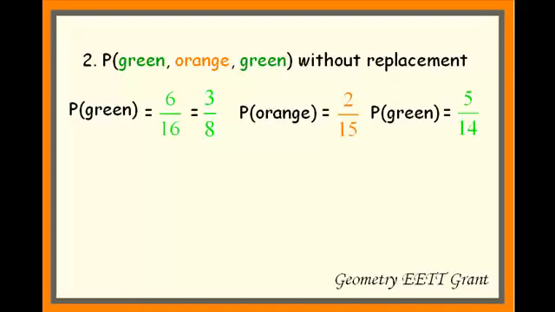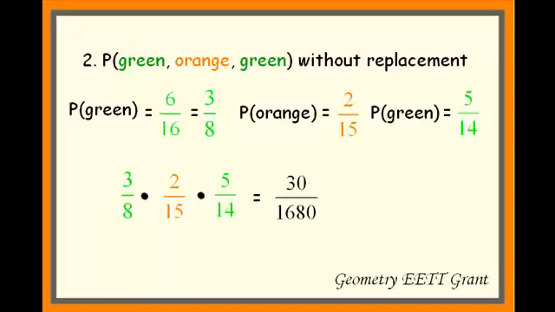So in order to find green, then orange, then green, we take all these probabilities and multiply them together. So it's 3/8 times 2/15 times 5/14. If you multiply everything on top together, you will get 30. Multiply everything on the bottom together, and it's 1,680. But that reduces. Use your calculator to help you on that. If you do that, you can get green, then orange, then green only 1 out of every 56 times that you try, on average. That's what probability is, and that's how you do problems both with replacement and one like this without replacement.